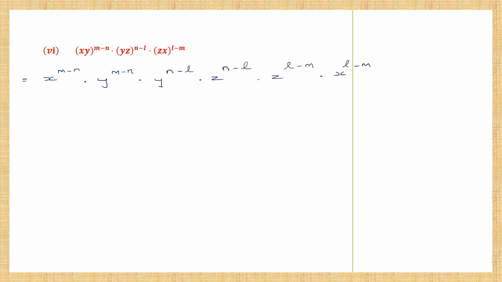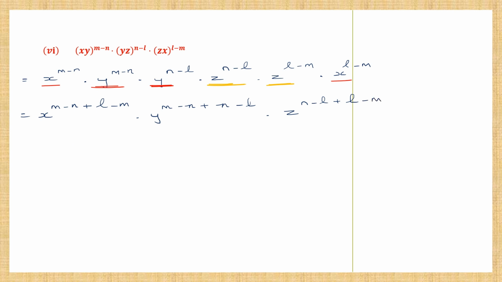Now let's take the variables with the same base, that is we have x here and x here. So that becomes x to the power of m minus n, and we can add the powers, plus l minus m. So when the base is the same and it's multiplication, we can add the powers. Now let's take y. We have y here and y here. So that will be into y to the power of m minus n plus n minus l. Then we have z. Z is here and here. So that will be into z to the power of n minus l plus l minus m.